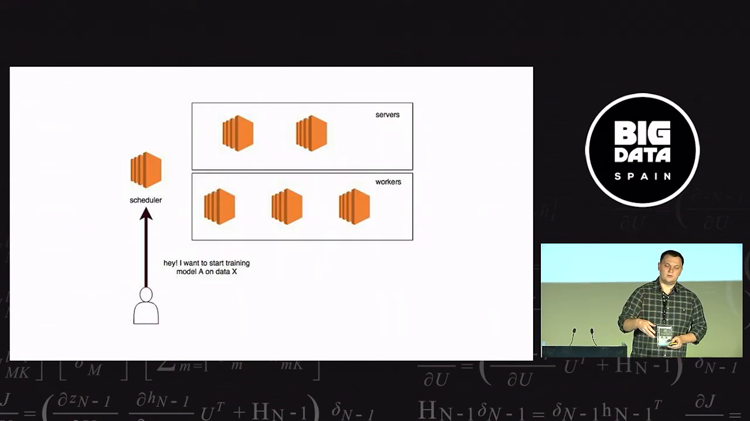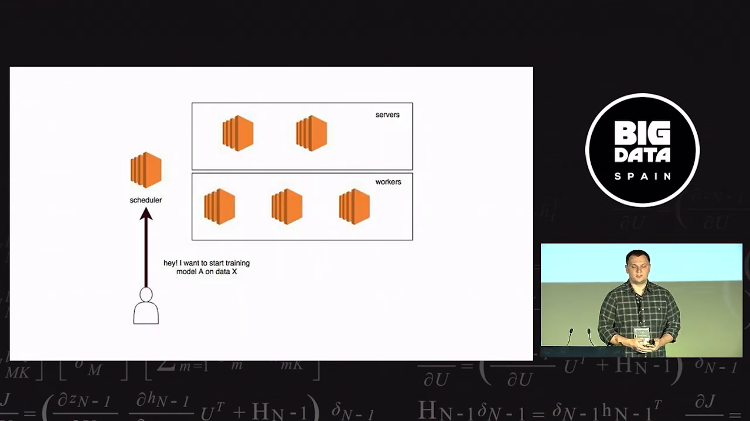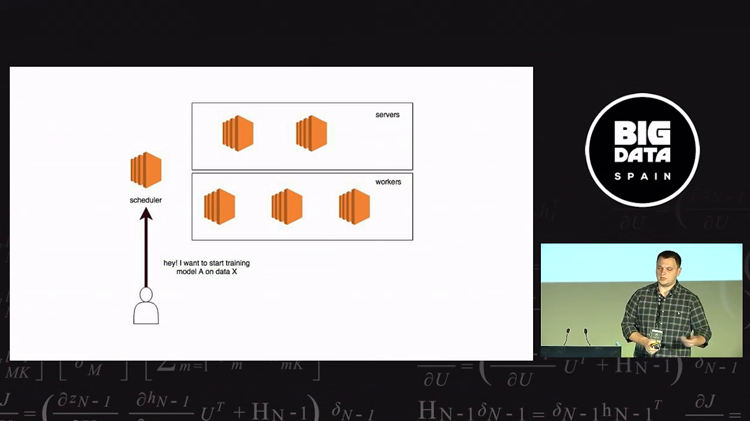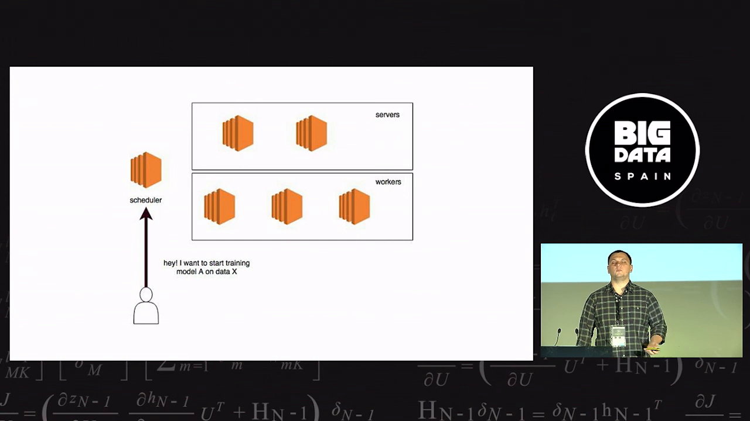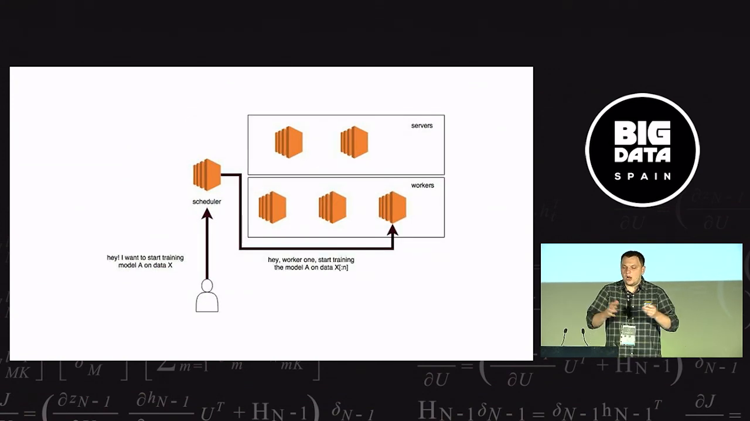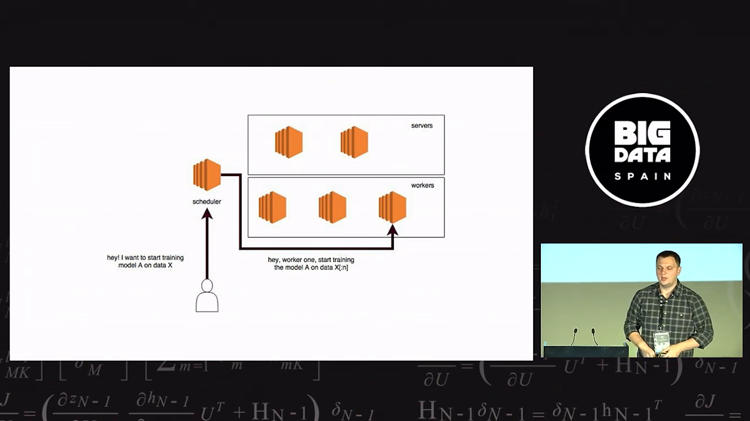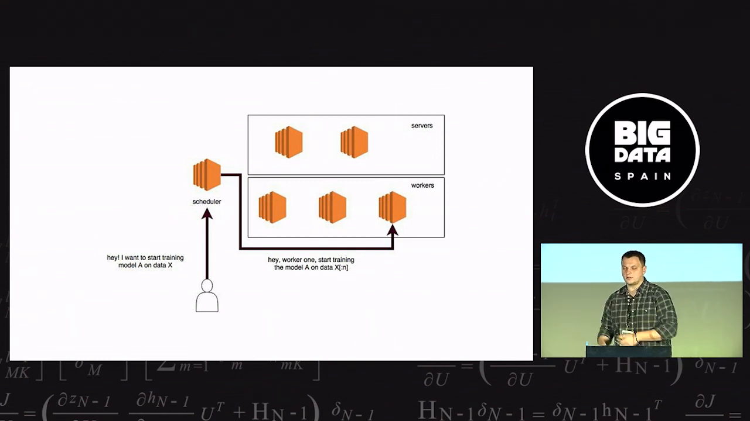Again, if you're coming from the big data world, especially from distributed systems like Kubernetes, you might have the understanding that the MXNet cluster works like this. The user comes to the scheduler and says, "Hey, I want to train my model A with data X." And then somehow, magically, the scheduler is going to distribute this data among all the workers. Like, here, you worker A, you're training the first half. Here, worker B, you're training the second half. Here, worker 3, you're training the third half.